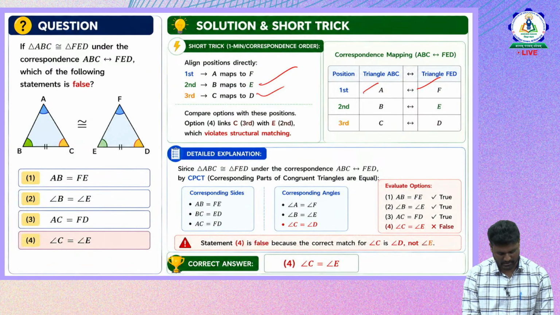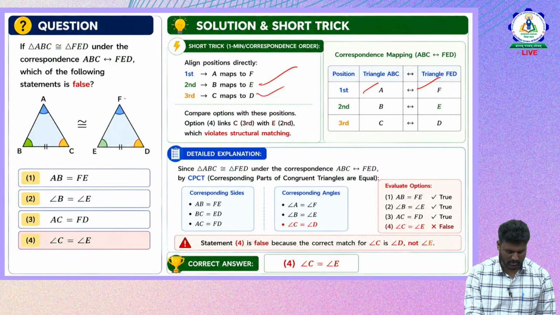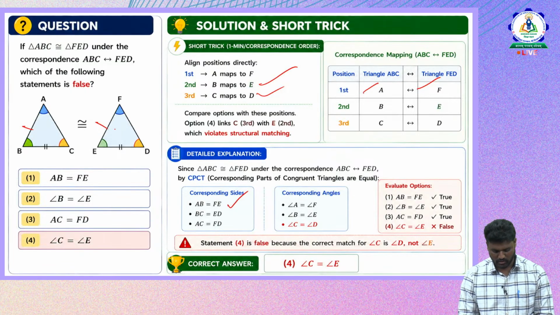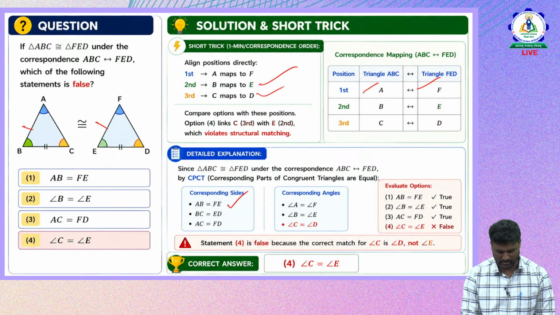Now in triangle ABC and triangle FED, under the correspondence ABC and FED, by applying the CPCT rule, the corresponding parts of congruent triangles are equal. So we check the corresponding sides. The corresponding side of AB in triangle FED is FE, so that is correct. The corresponding side of BC in triangle FED is ED, so that is also satisfied. Both are equal.